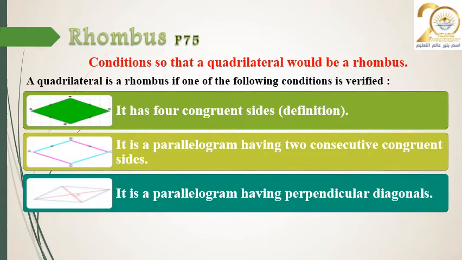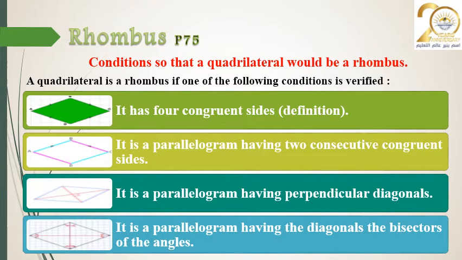It's a parallelogram having perpendicular diagonals. If its diagonals are perpendicular to each other, then this is a rhombus. And also, it's a parallelogram having the diagonals as the bisectors of the angles. If the diagonals in this quadrilateral are cutting the angles into two equal parts, then they are bisectors of the angles. Then we can say that this quadrilateral is a rhombus.